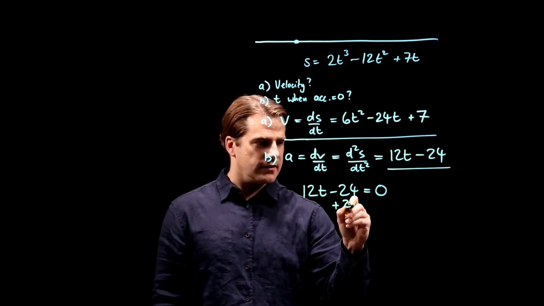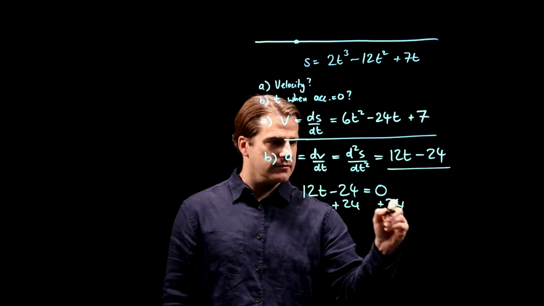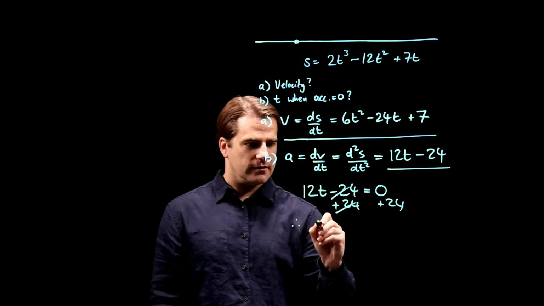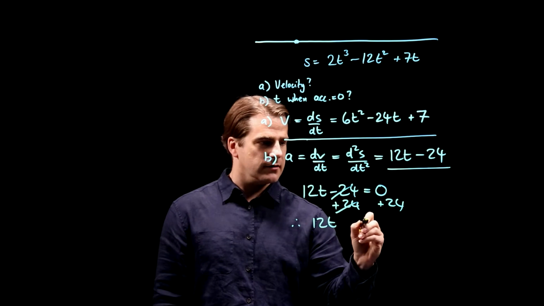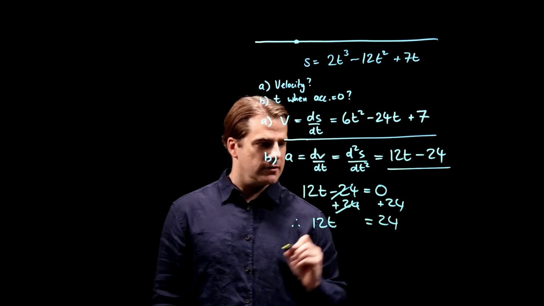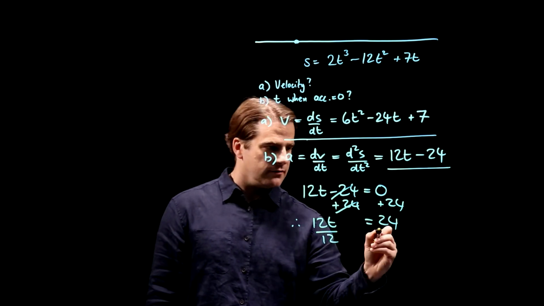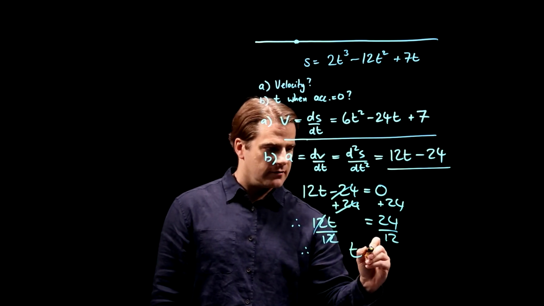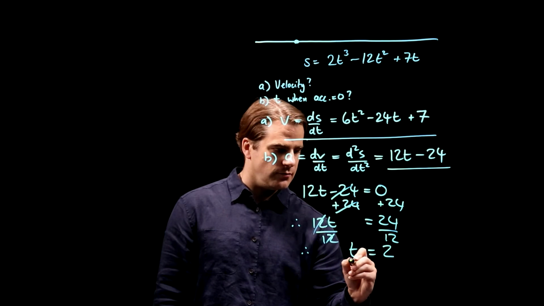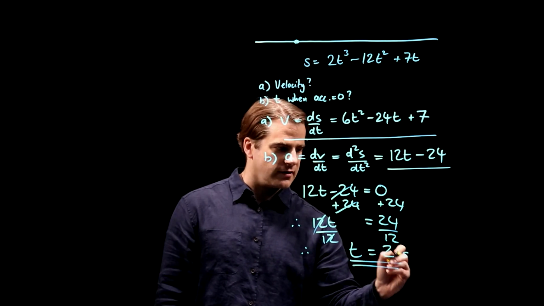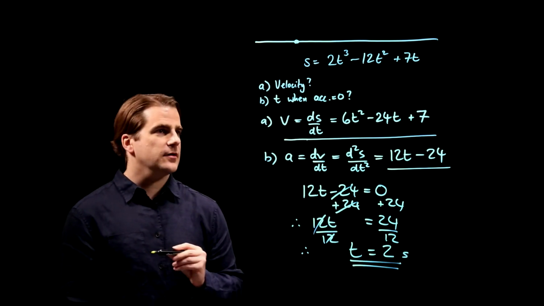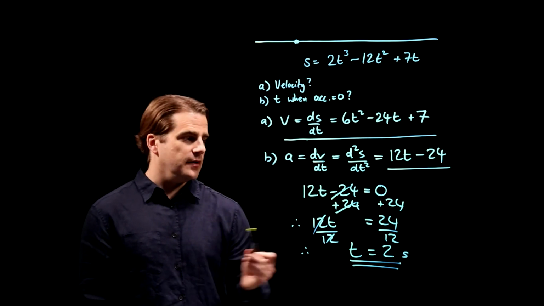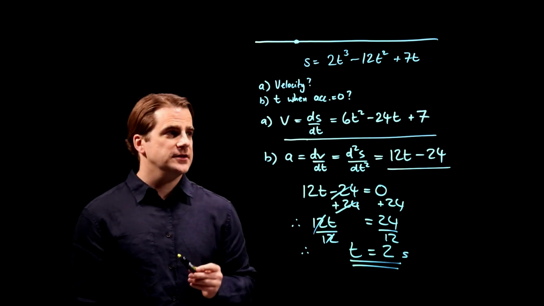So that's easy. Add 24 to both sides and we get 12t is 24. Divide both sides by 12 and we get time is 2, or 2 seconds. So that's the answer to part B. When t is 2, the acceleration is 0.